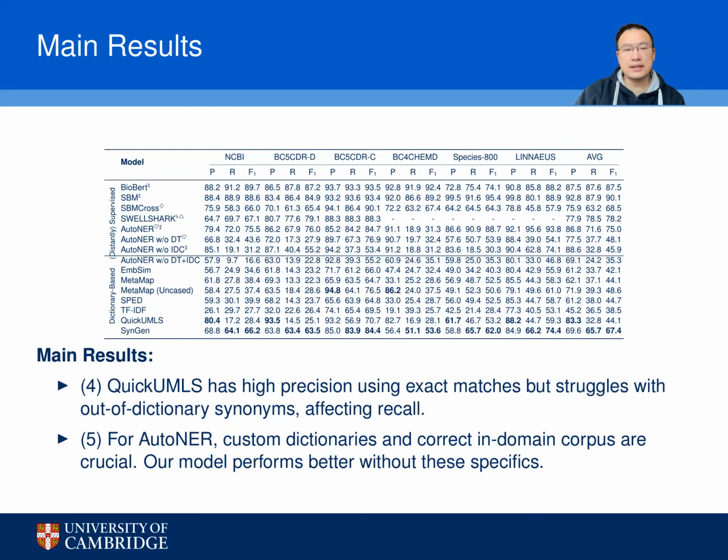QuickUMLS has a very high precision because it uses exact match, but it will struggle with out-of-dictionary synonyms. Therefore, the recall score for QuickUMLS is very low. For AutoNER, we can conclude that the tailored dictionary is very important. Without such an in-domain corpus, the performance will not be quite good.